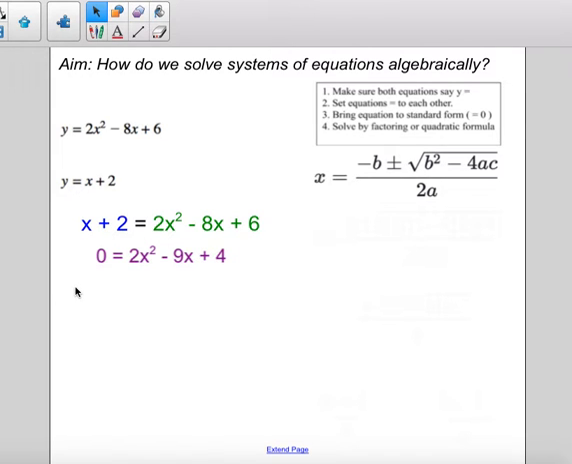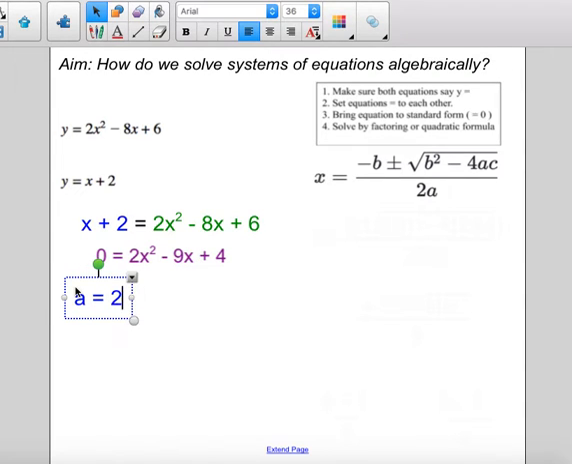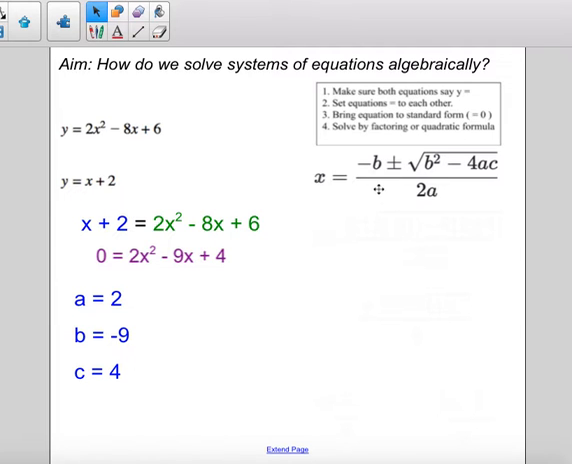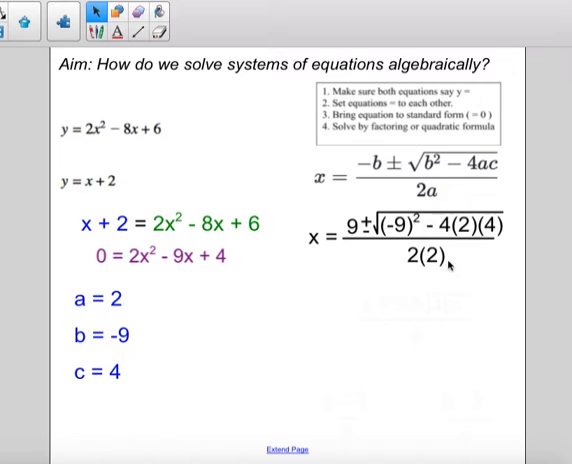Now that we've done that, let's pull out our a, b, and c values and plug them into the quadratic formula. A equals 2, b equals negative 9, and c equals 4. We know our quadratic formula, which luckily we don't have to memorize, is x equals negative b plus or minus radical b squared minus 4ac all over 2a. So let's start plugging those variables in. X equals negative 9 is positive 9, plus or minus the square root of negative 9 squared, minus 4 times 2 times 4, all over 2 times a, so 2 times 2.